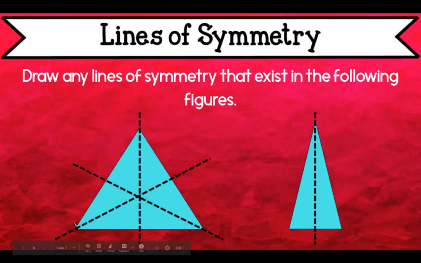This triangle is really cool. It's an acute triangle, or we could say it's an equilateral triangle. It has 1, 2, 3 lines of symmetry. And this triangle right here, it looks like an isosceles triangle, has 1 line of symmetry.